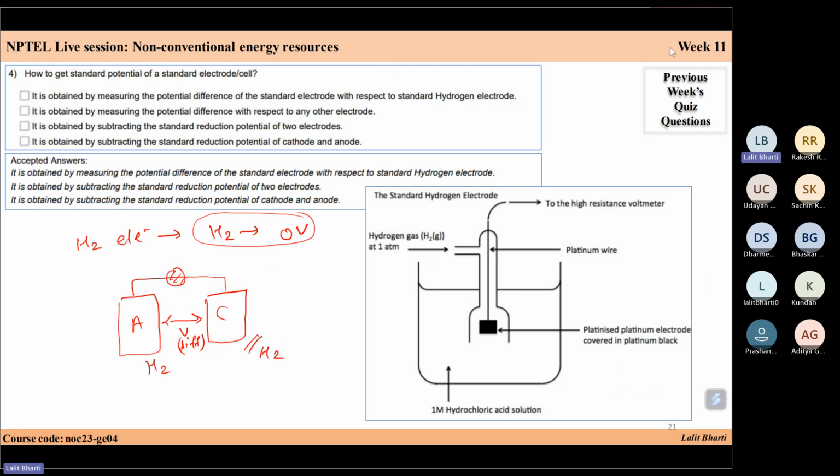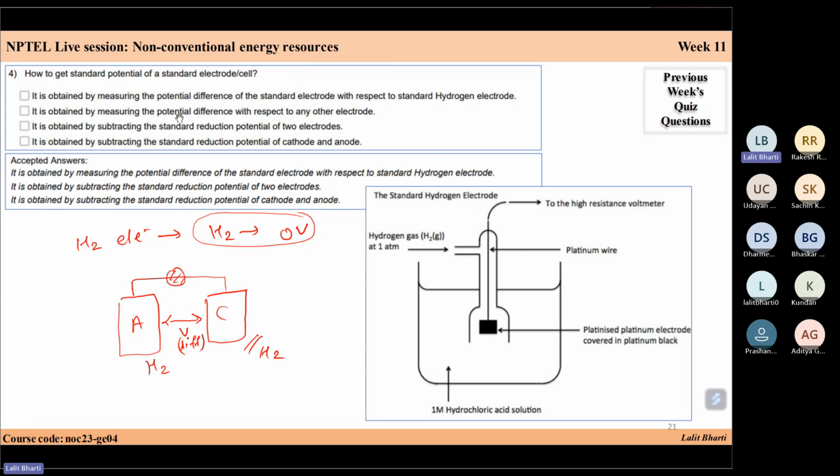Then we have the next question. It says how to get the standard potential of a standard electrode cell. We have seen the electrochemical series. In the electrochemical series, if you remember, you took all the potentials with reference to H2. So your H2 is your standard hydrogen electrode, and you take all the metals and other elements with reference to that standard hydrogen electrode. Here the standard hydrogen electrode is shown. The first option is that it is obtained by measuring the potential difference of the standard electrode with respect to the standard hydrogen electrode. Okay, that is correct.